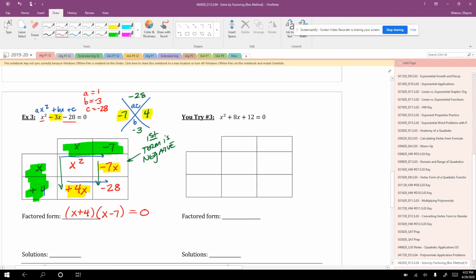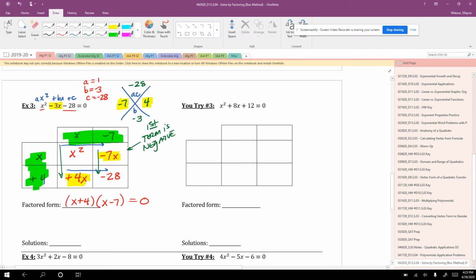Now, the question always comes up, doesn't matter which way you write it. No, it's a multiplication. It does not matter. You could have written it as x minus 7 times x plus 4. It's the same thing. Okay, last step, go ahead and solve it using the zero product property. So set each of these equal to 0. Some of you guys are probably pros at this now. And you're going to get x is equal to negative 4, x is equal to 7. And that is your answer.